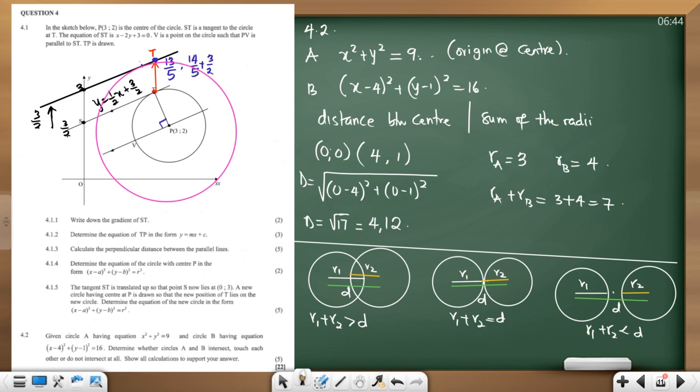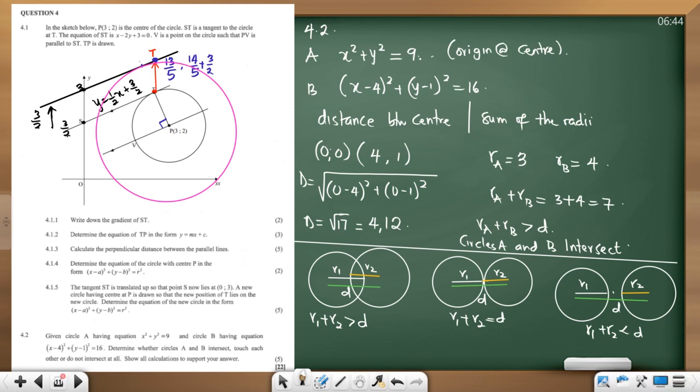R1 plus R2, 7, is greater than the distance. So RA plus RB is greater than D. Which one are we using? Yes, it's number 1. Determine whether circles A and B intersect, touch each other, or do not touch. They actually intersect. You need that conclusion: they intersect each other, and give the reason: R1 plus R2 is greater than D. Lovely. We're done with that question.